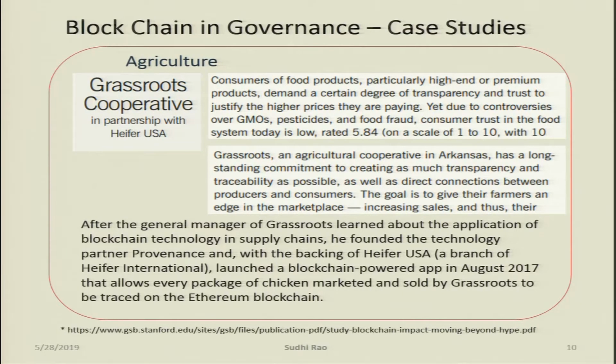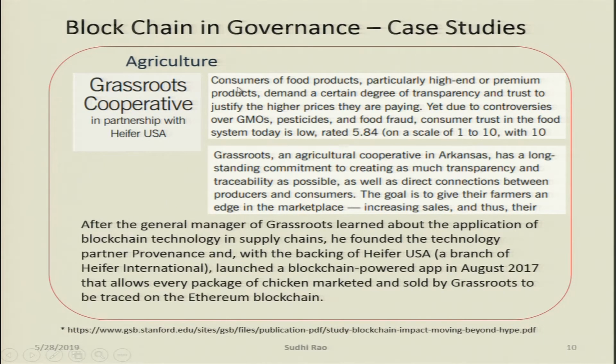Here is one example. This comes from the United States, one case study. The name of it is Grassroots Cooperative, in cooperation with a private company called Heifer USA. This company is in the area of beef, meat. Consumers of food products. Remember, one case study we studied in the previous class, the case of Walmart and IBM, was about providing safety in food, by means of traceability. We see a reflection of that from a consumer's viewpoint. Consumers of food products, particularly high end or premium products.